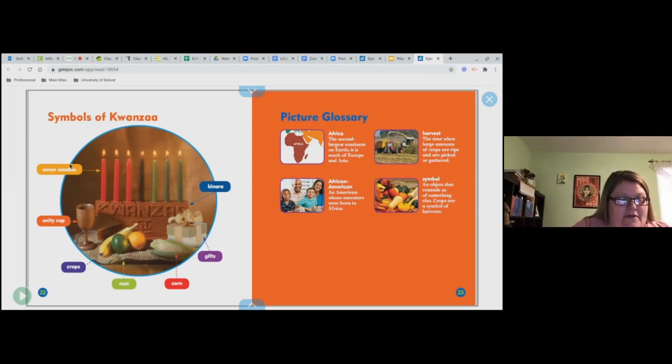Do you remember what the candles go in? You were wanting to call it a boat, but what's it called? Kinara. So close. Can you say kinara? Kinara. Very good. Let's look at this symbol. What is that a picture of? What's that word? Can you see it, Hayes? Gifts. Yep. What about this one? Corn. And this one? Mat. Yep.